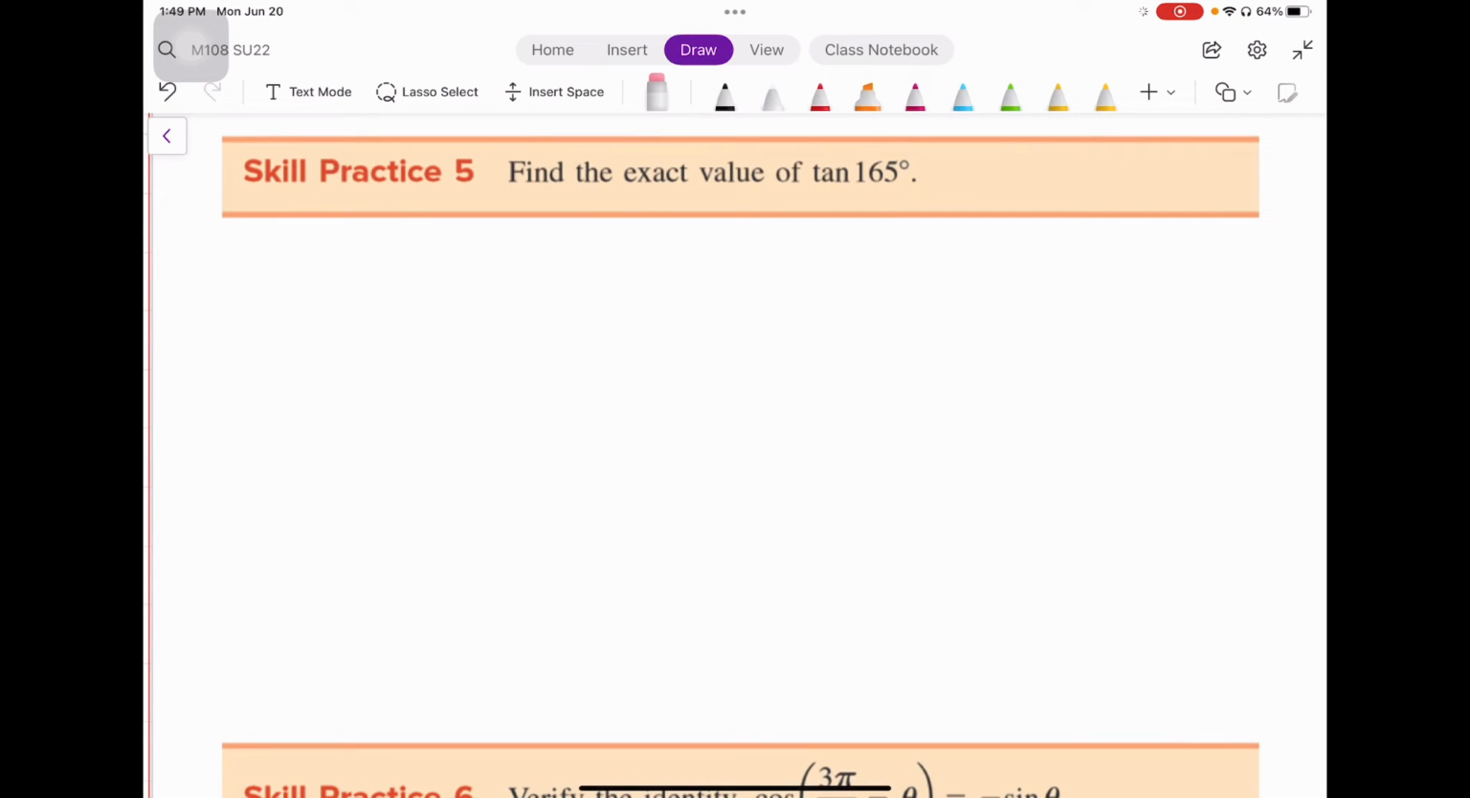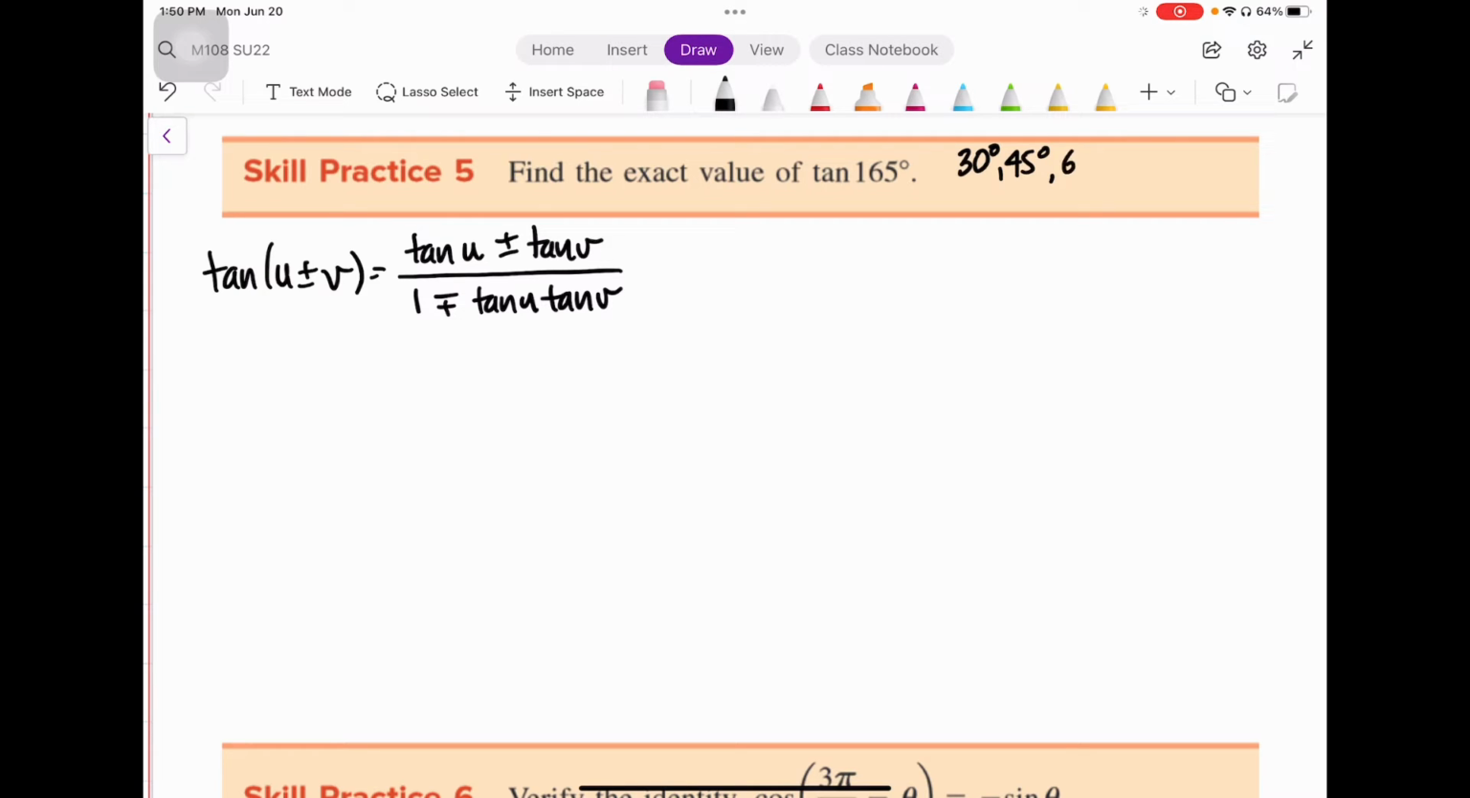Let's find the exact value of tangent. So we can use the tangent sum or difference formula. The tangent of u plus or minus v is equal to the tangent of u plus or minus tangent of v over 1 minus or plus tangent u tangent v. And remember, if we're talking about degrees, we are using 30, 45, 60, or 90 in some combination that's going to get us a value on the unit circle. When I'm looking at possible values, it shouldn't matter which combination you use as long as you get to 165 correctly. Now, I could take away 30 and see if I could use some combination of 30.